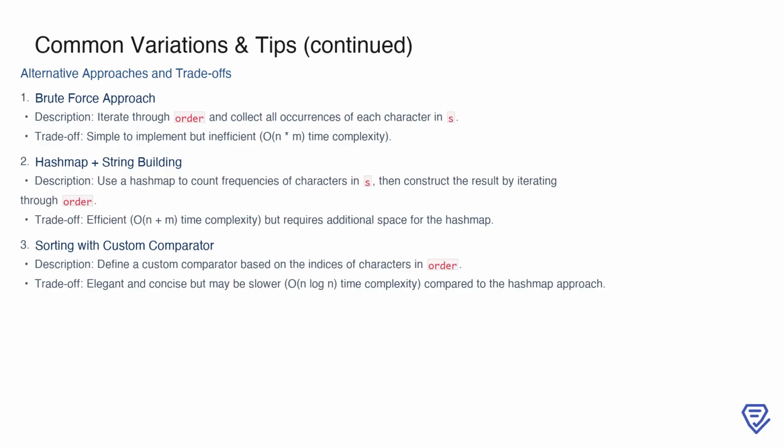Another option is to use a custom comparator for sorting, where characters are sorted based on their indices in order. This method is elegant and concise but has a slower time complexity of O(n log n), compared to the hash map approach. Each method has its merits, and the best choice depends on the constraints and requirements of the problem.